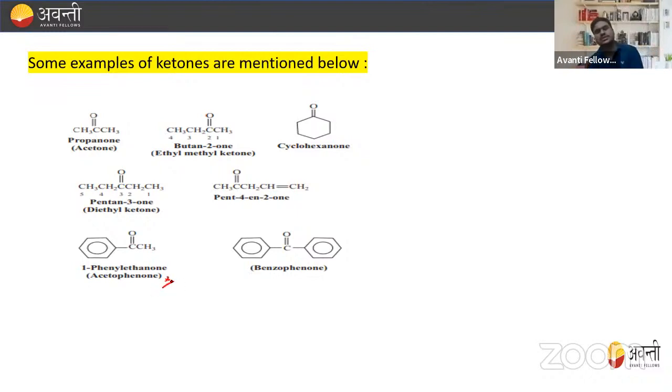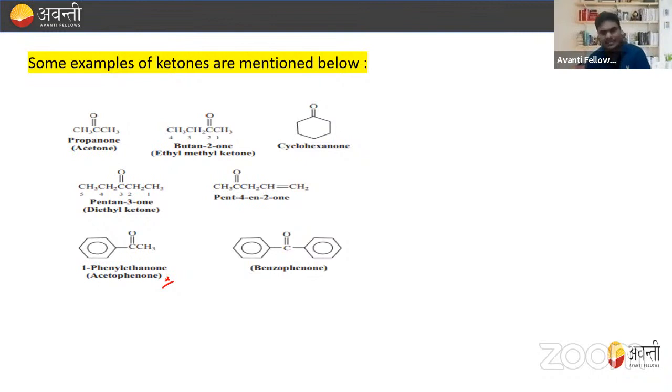Acetophenone. So you must know the structure of acetophenone. That is benzene COCH3. So when one alkyl group is aliphatic and one is aromatic, then it is basically known as a phenyl ketone, or we know it as acetophenone. So always remember that acetophenone and 1-phenylethanone are both the same, right?